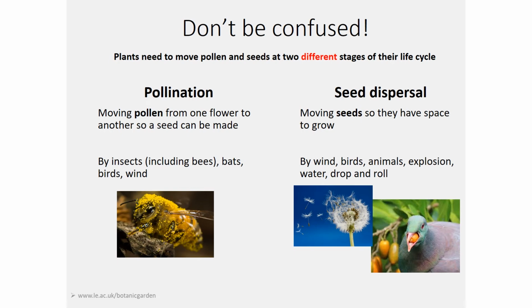Please don't get confused. Plants have two different times in their life cycle when they need to help move things. Pollination is when pollen is moved from one flower to another. Seed dispersal is when the seeds are moved away from the parent plant.